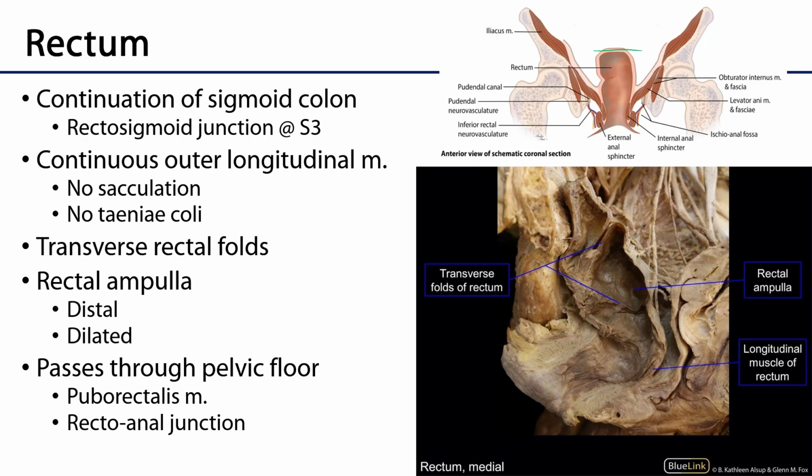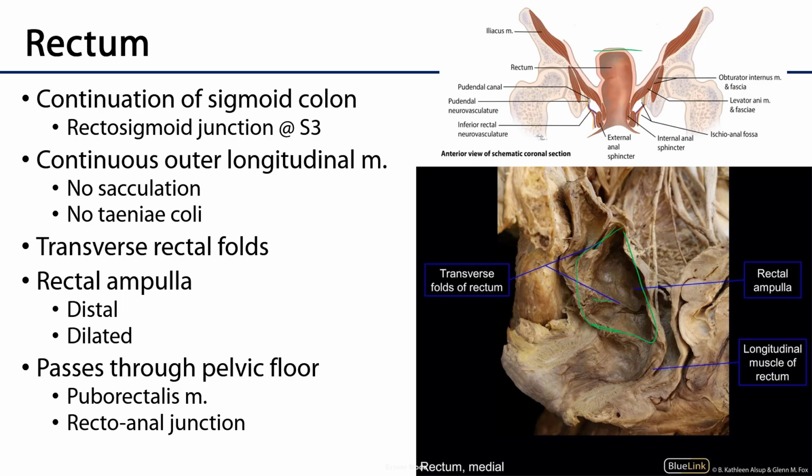From within the lumen, we can see invaginations of mucosa that are known as rectal folds. These rectal folds or transverse rectal folds are somewhat constant and reliably located, especially even when the rectum is distended with feces. As we look also, the distal portions of the rectum, which we can see here, are quite dilated, and that region is known as the rectal ampulla.